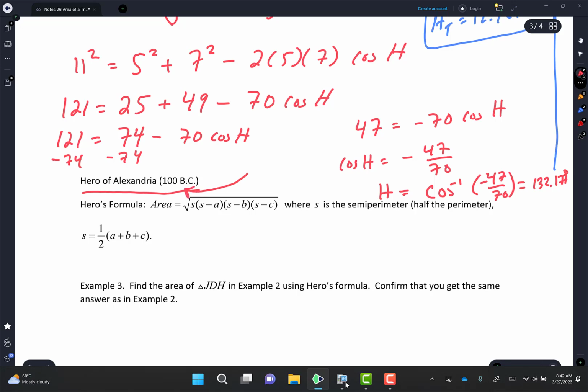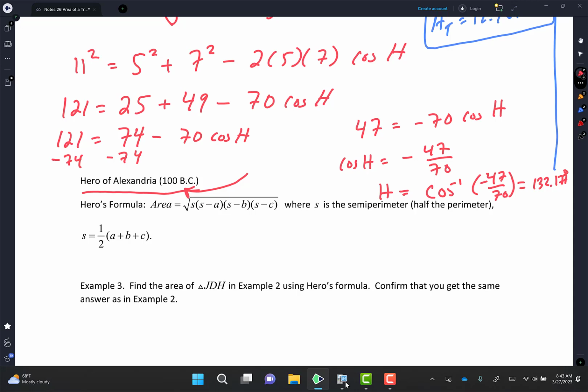Look how long ago he lived. Okay, whatever. He lived at 100 BC. What year are we, 2023? 2,100 years ago, this guy created this formula. No calculator, no technology. I do not know how long he spent to create this formula. But he created this formula to find the area of any triangle given 3 sides.